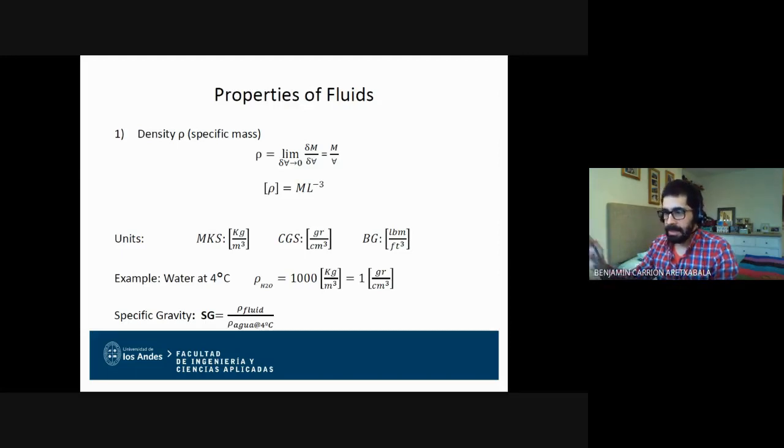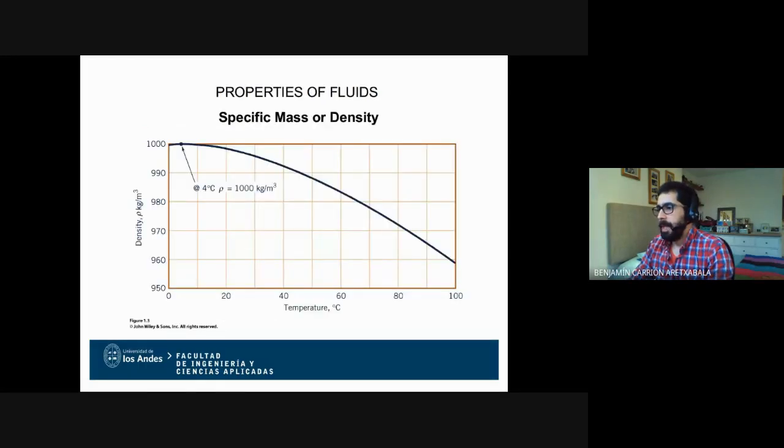Also, well, this density is a specific mass, and you can also call specific gravity the density of a fluid divided by the density of water at 4 degrees Celsius. So it's a way to say if things are more dense or less dense than standard water. But like I said, the density of water changes with temperature. The hotter the water is, it weighs less. It can even weigh, when it's boiling, around 960 kilograms per cubic meter.